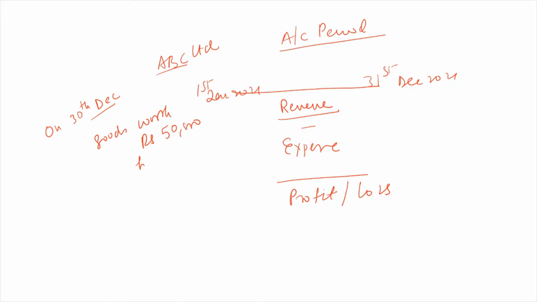Now, we have two types of accounting: one is called accrual accounting and the other cash accounting. Normally across the globe, accrual accounting is followed. That means even though cash has not been received till now, since the goods have been delivered, the ownership of the goods has been transferred to the buyer. Whether the buyer has paid cash or not, this 50,000 rupees, since the transaction happened on 30th December, will be counted as revenue for this period.